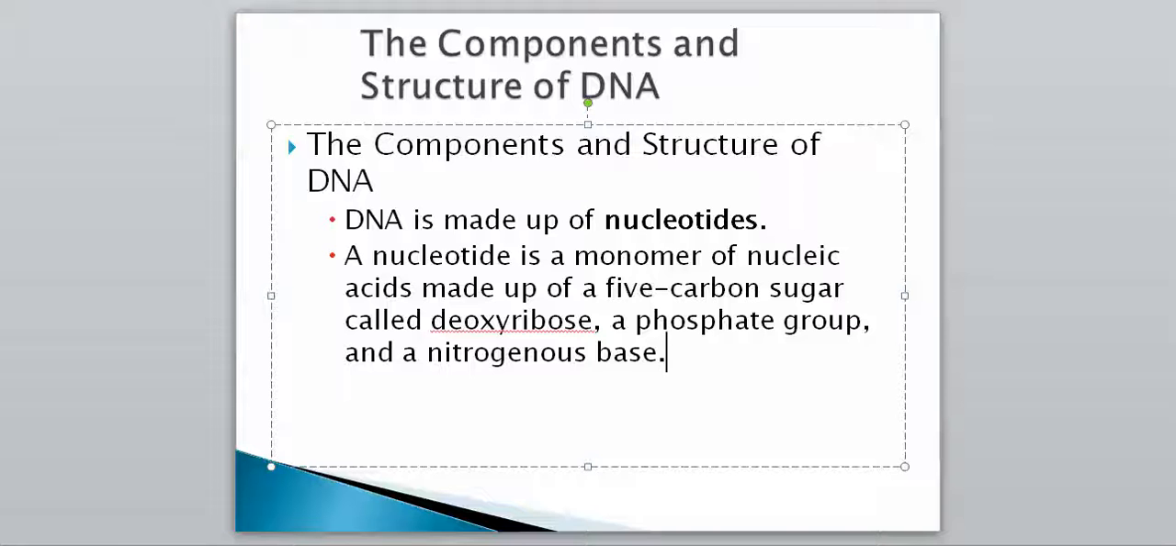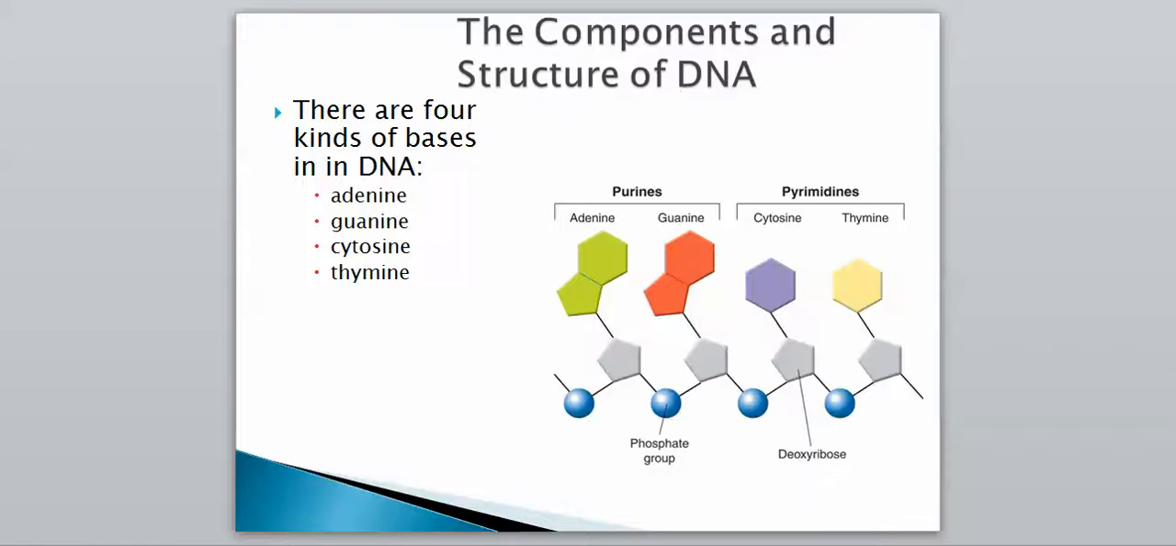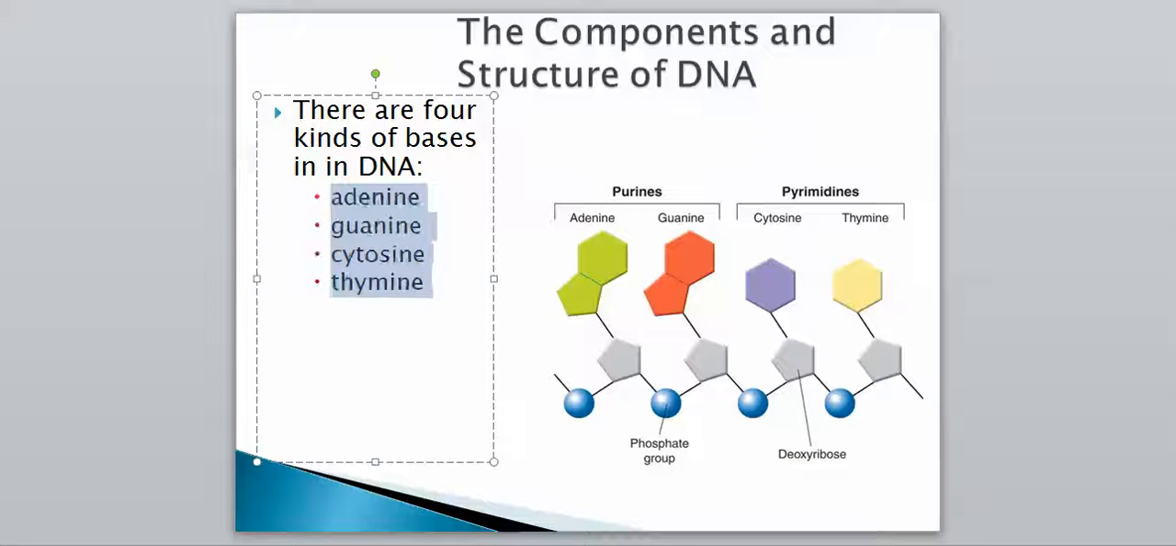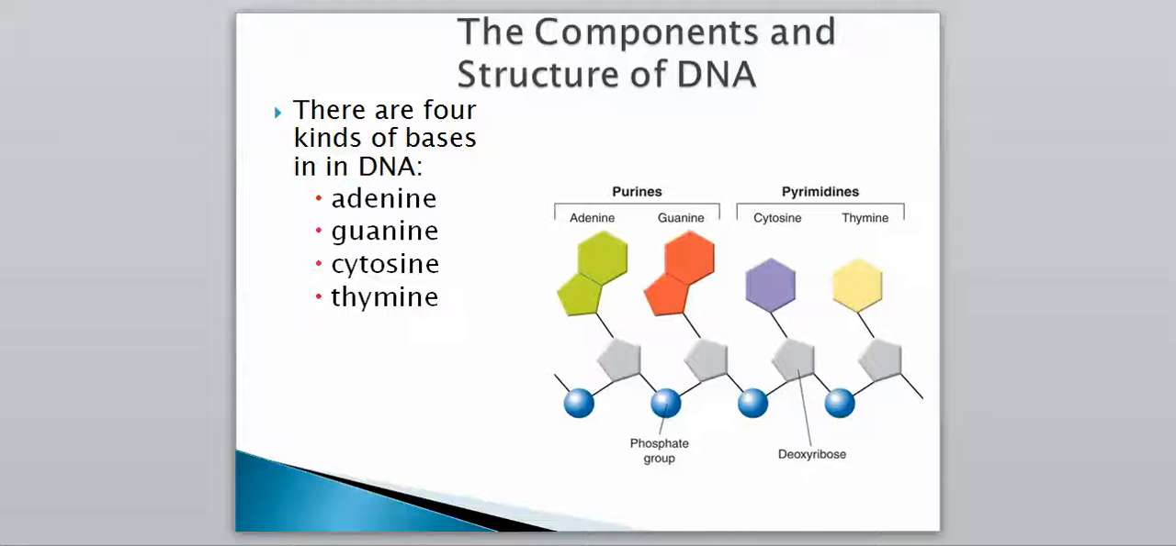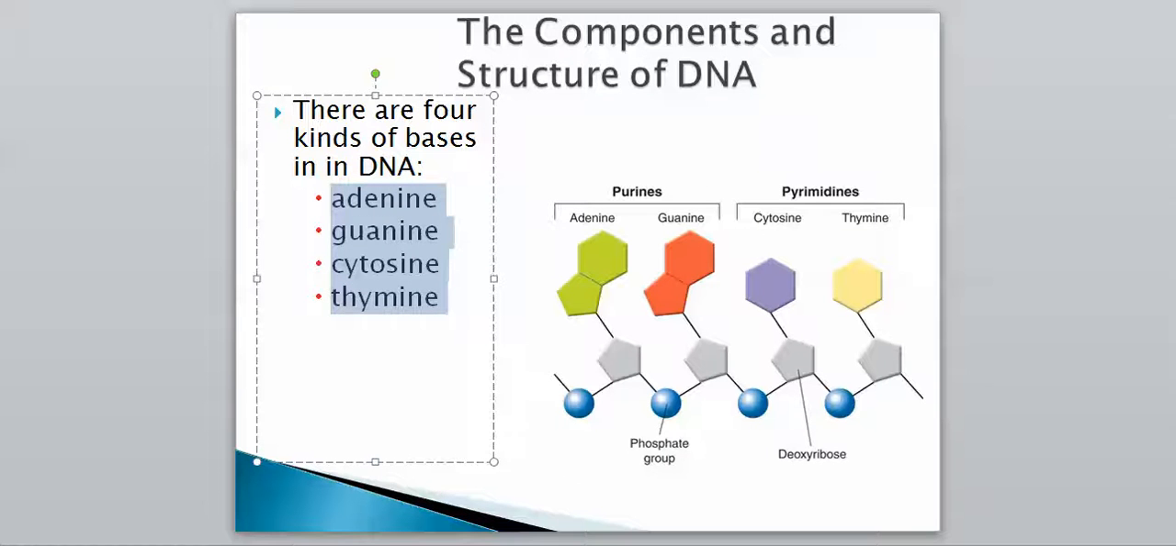And there's 4 kinds of these nucleotides that make up DNA. Our 4 types are adenine, guanine, cytosine, and thymine. So you're going to need to know all 4 of these: adenine, guanine, cytosine, and thymine. There's no real way to memorize those, maybe come up with a mnemonic device that helps out. But you're going to need to know that these are the 4 bases that make up the nucleotides that make up our DNA.